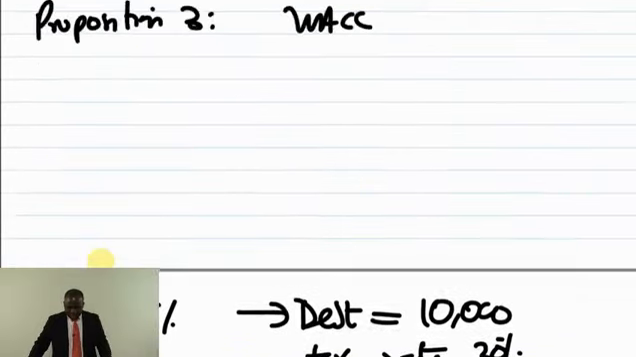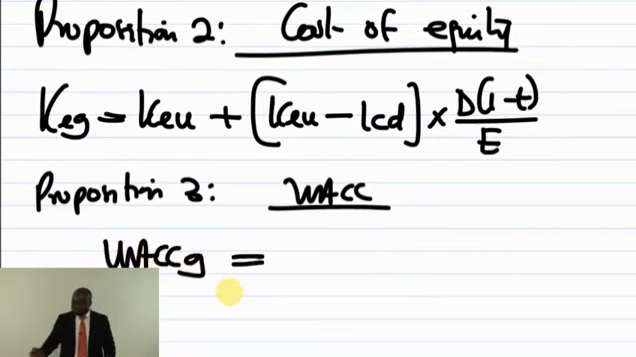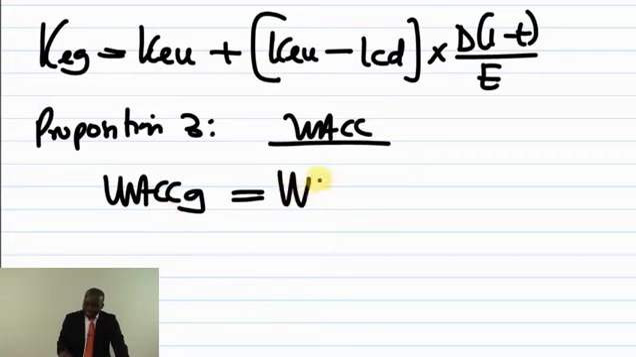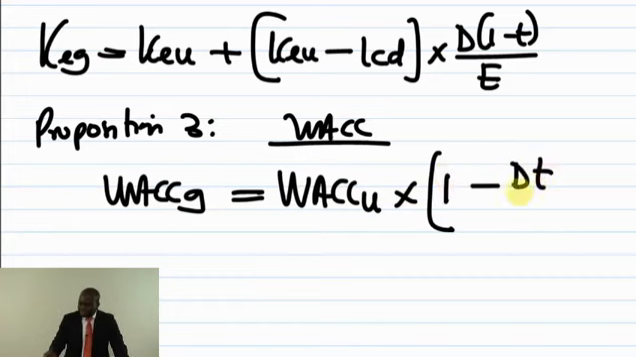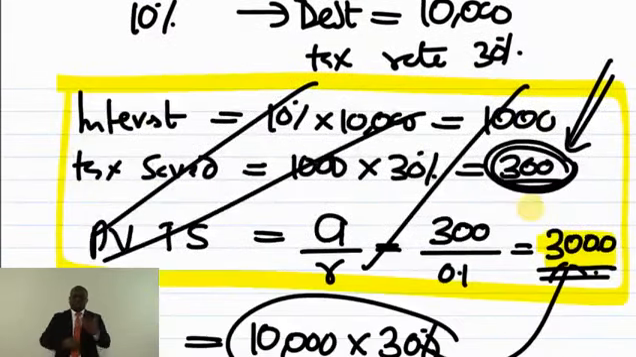Brilliant. So now let's go to the WACC. Proposition 3 deals with WACC, and is saying the WACC of the geared will not be the same as the WACC of the ungeared because of the tax savings on the interest. So the WACC of the geared is equal to the WACC of the ungeared multiplied by 1 minus DT divided by E plus D. My advice here, just as we did here, is that you are not expected to prove the formula. You are expected to use it, but that is the meaning of the formulas anyway. You are not expected to prove them. You are expected to apply.